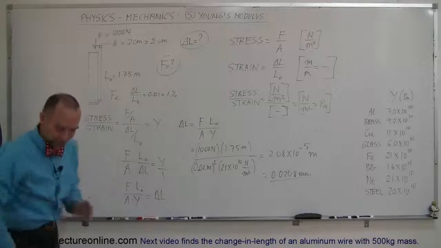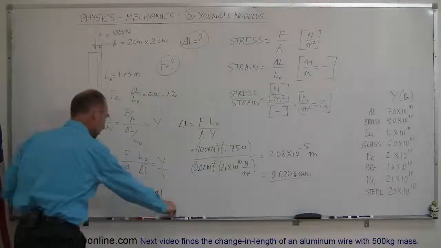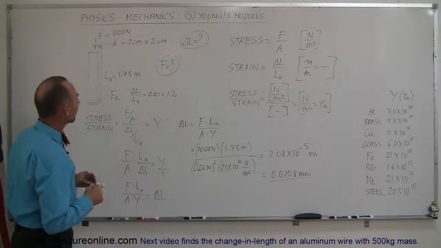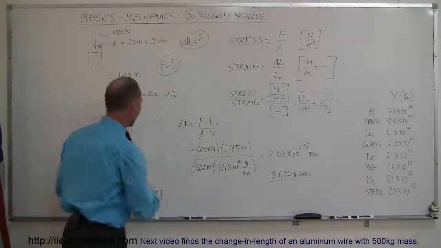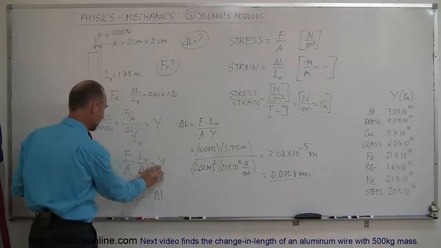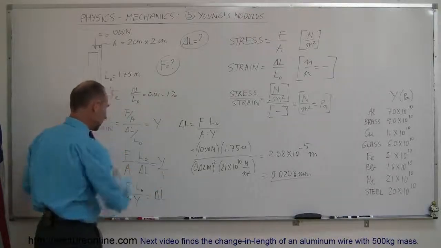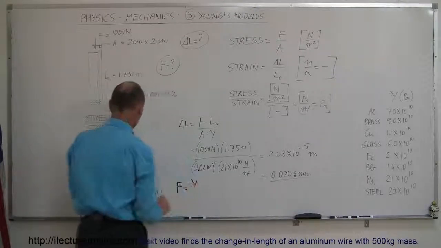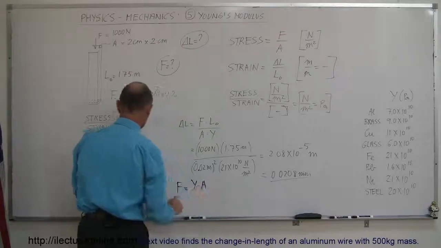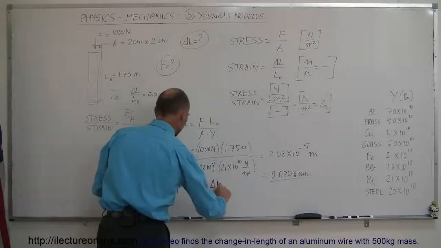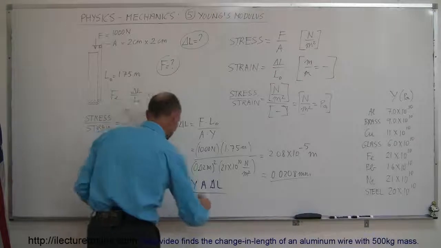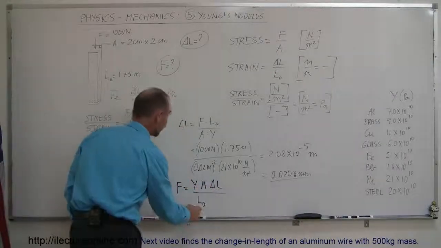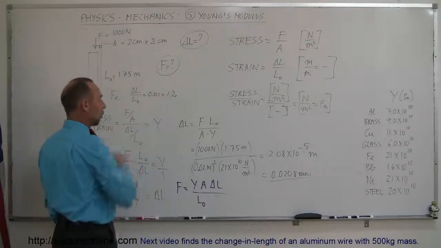So not to get us too confused here, let me find a different color to work with. What we're going to do now is find the force. We're going to put everything else over to a different location: the delta L over here, the A over here, the L sub naught over here. So the force is equal to Young's modulus times the area times the delta L divided by L sub naught in the denominator. Now realizing that delta L divided by L sub naught by definition is going to be 0.01.